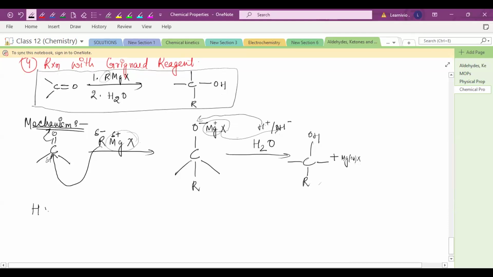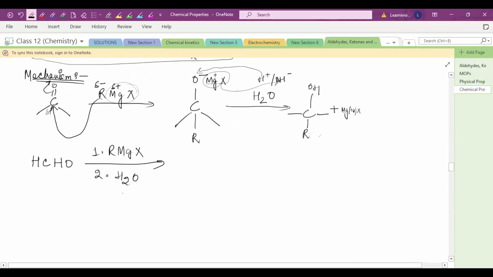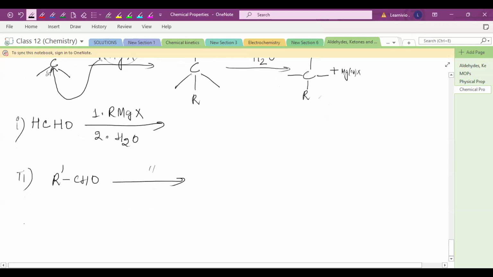Suppose we have HCHO. We are treating formaldehyde with RMgX. And in the second step, you are doing the hydration. Now write down the final product. Second, R dash CHO. Again, the same reagent. Third, R dash CO R dash dash. Suppose this is a ketone.